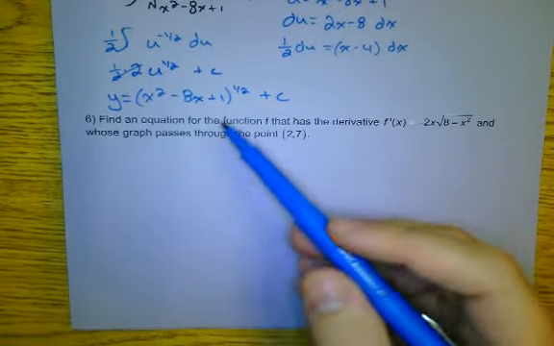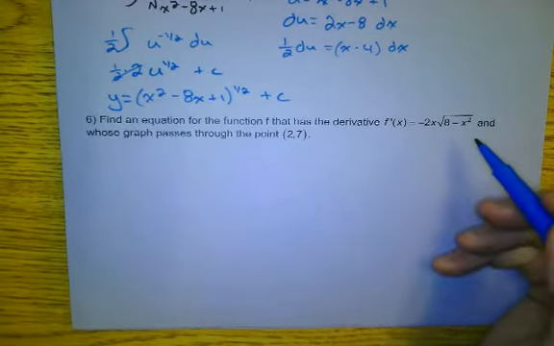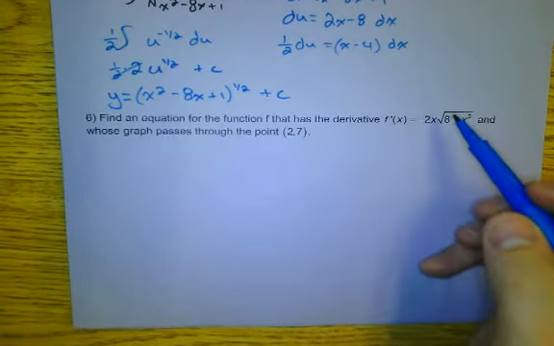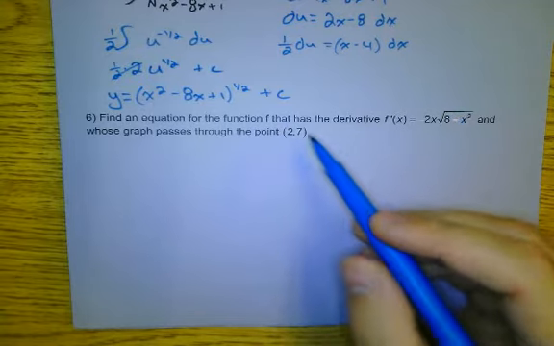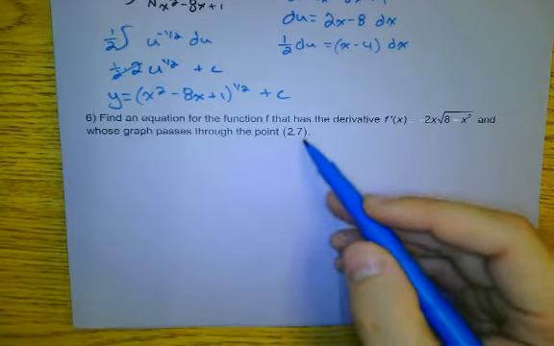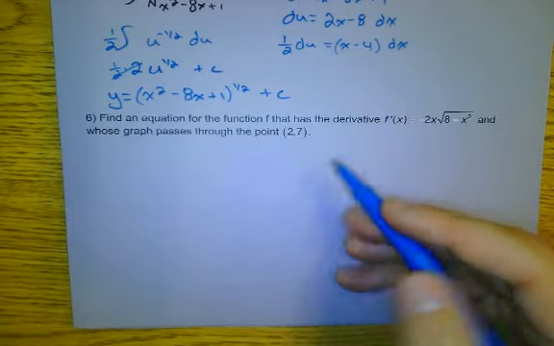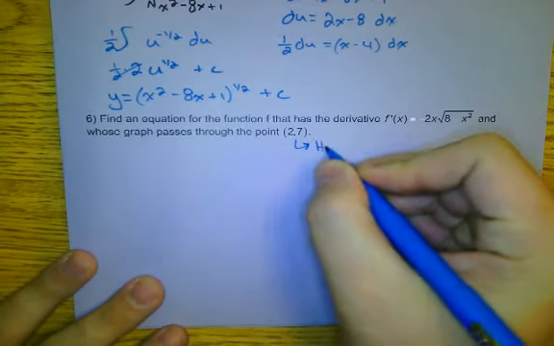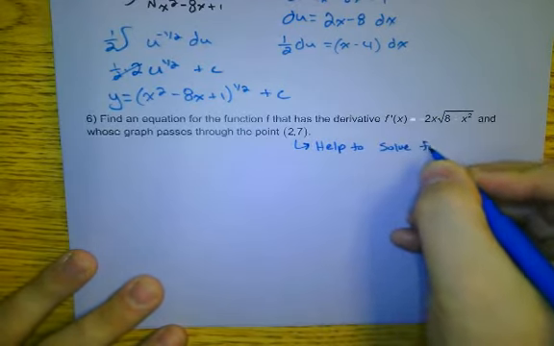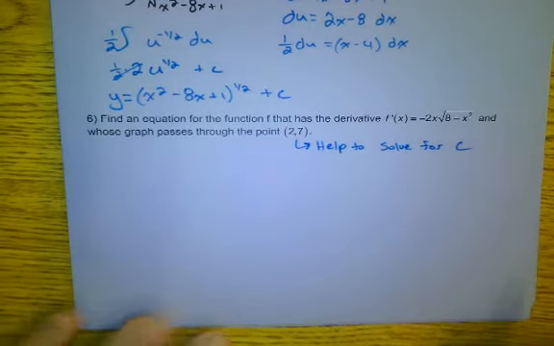Okay, number 6, find the equation. It's the same question, but it has an extra little piece of information here. Just find the equation of this rate, and it passes through this point (2, 7). So this means that we're just going to have a little bit of an extra step here, and this is going to help us solve for our c.